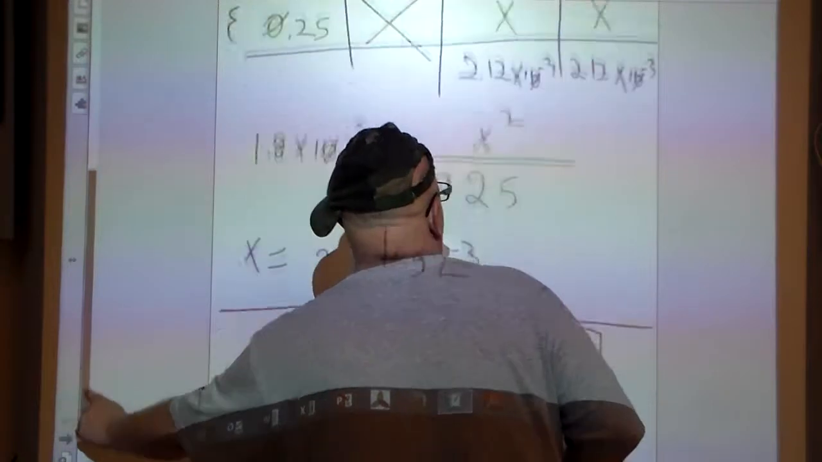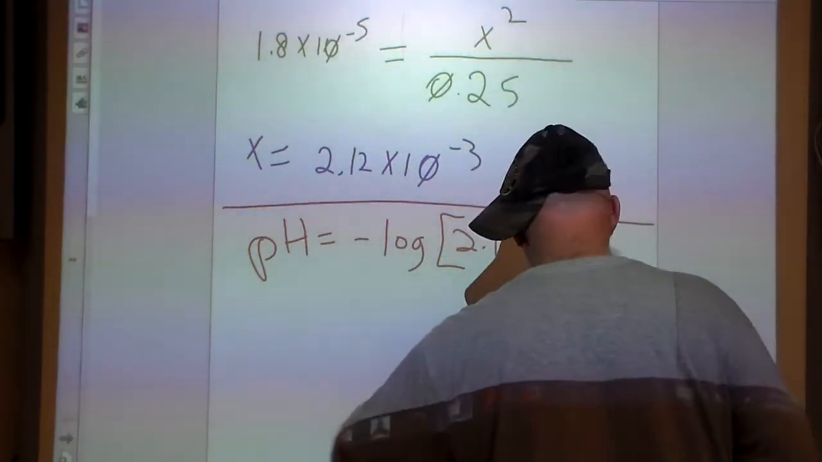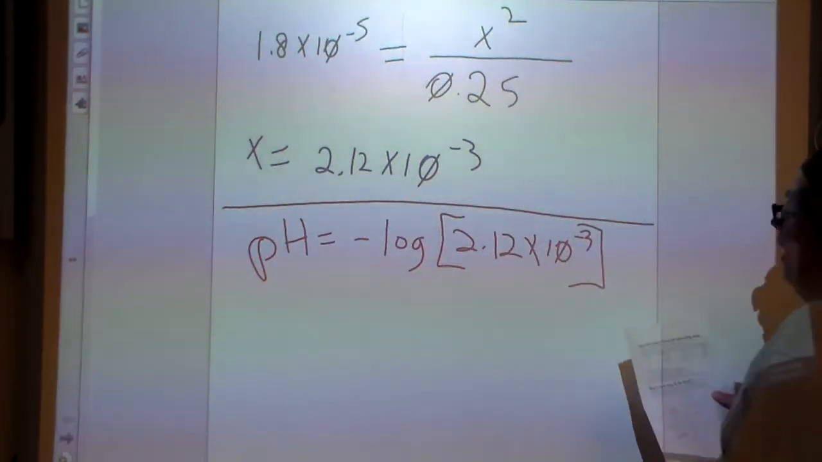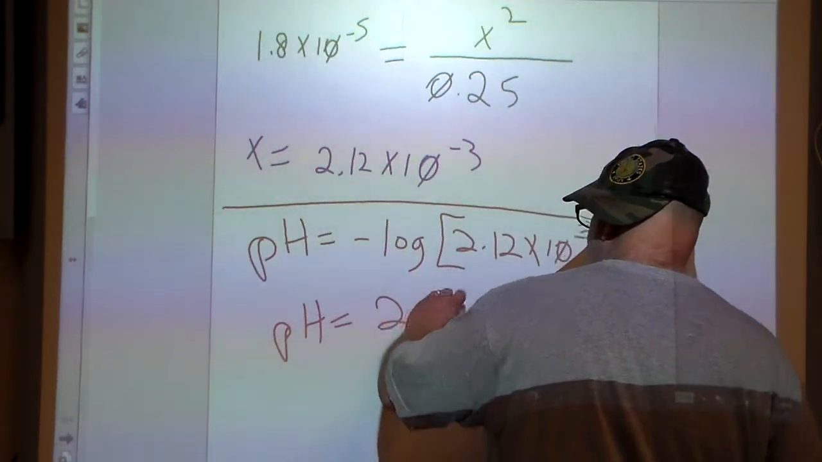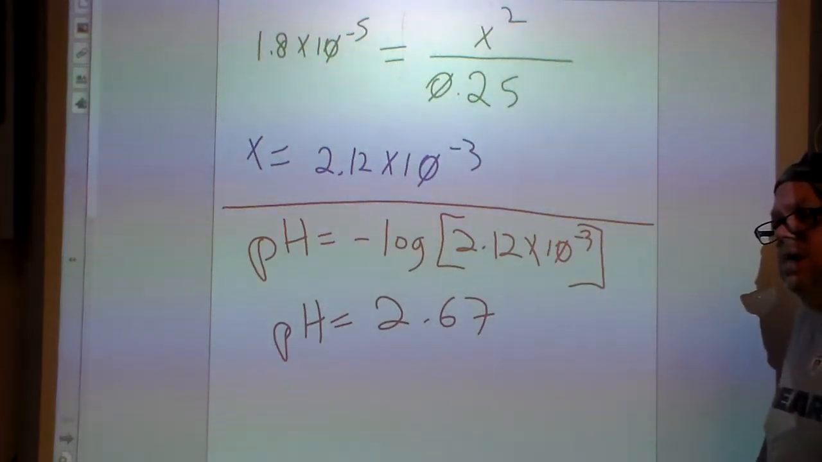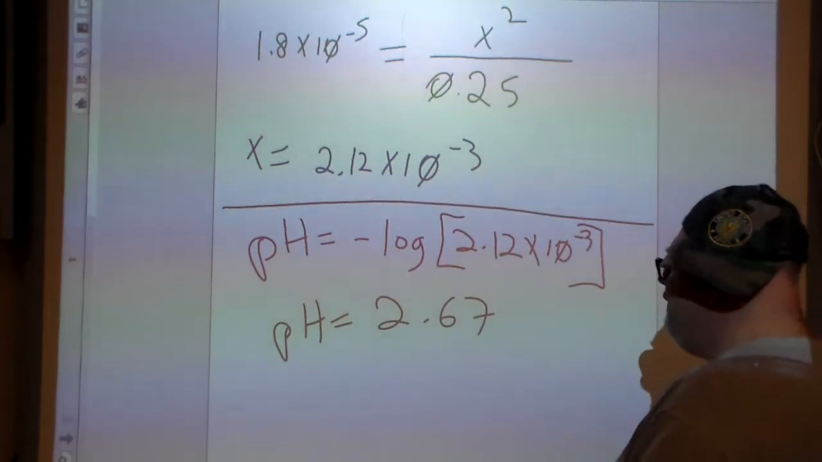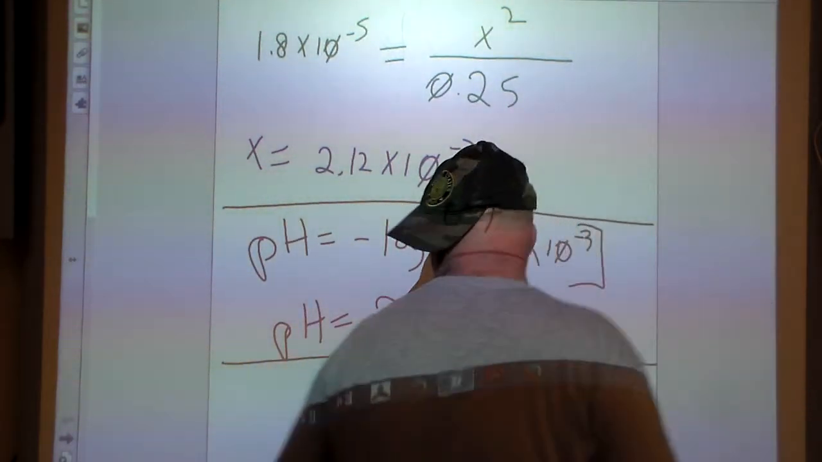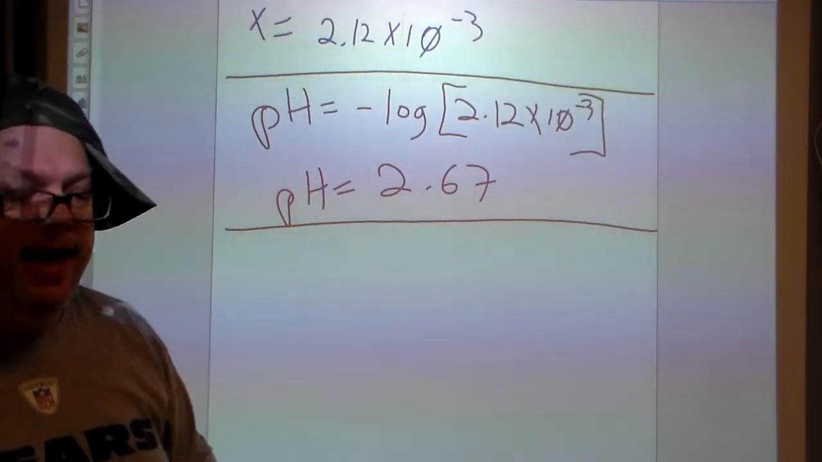Okay, let's move on here. So we can take the pH, negative log of 2.12 times 10 to the minus 3, and oh my gosh, we have a pH equaling 2.67. Wow, I don't want that poured on my skin, because man, that would be painful. Okay, we found the pH.